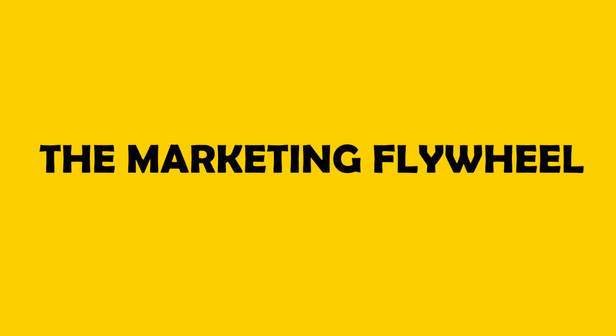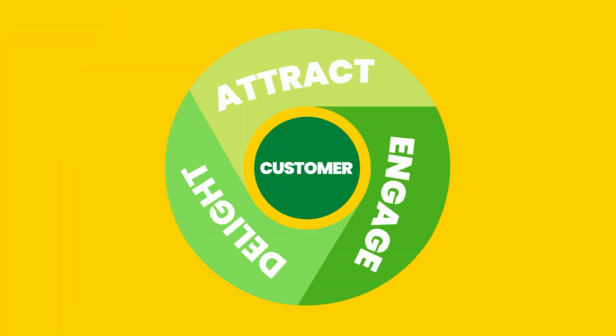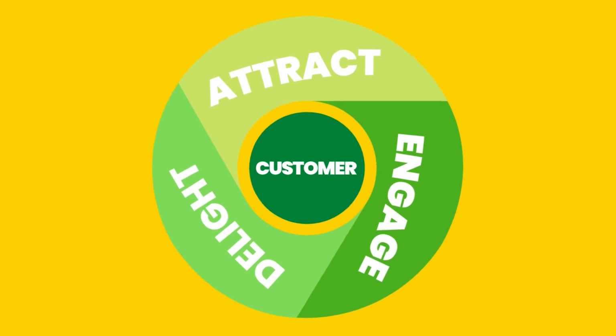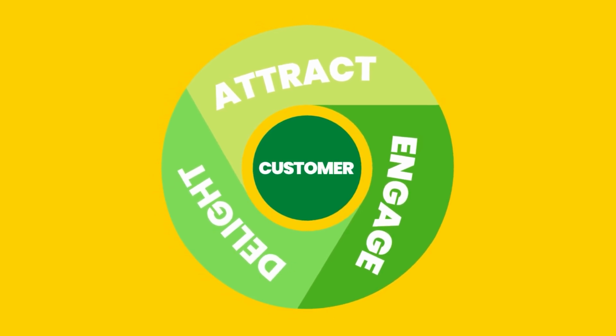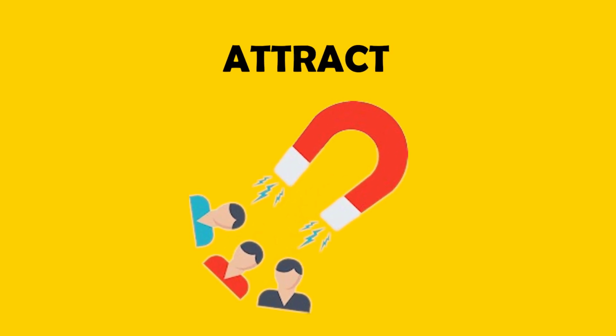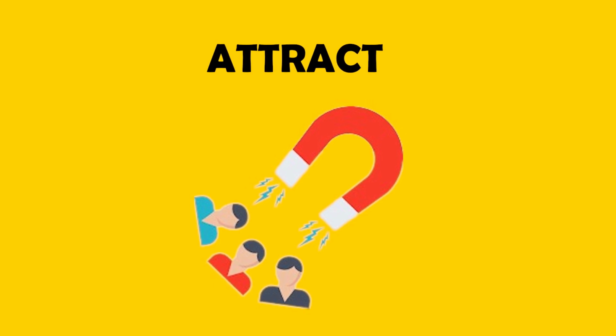Let's go on to the next concept, the marketing flywheel. In OTT, it refers to a customer-centric model that focuses on building and maintaining a loyal customer base. It involves creating value at each stage of the customer journey and reinforcing it with ongoing engagement. Let's discuss the stages of an OTT marketing flywheel. The first one is attract. Use tactics such as paid advertising, content marketing, and influencer marketing to attract potential customers.